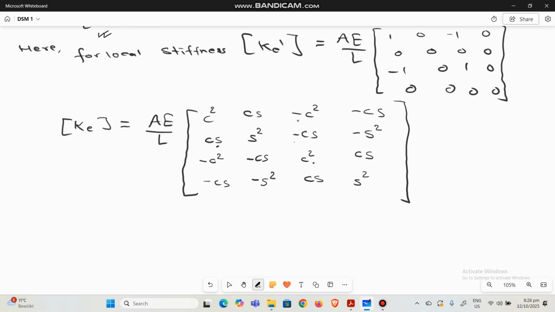So you use this formula whenever you find that the element is slanted. Then you can directly find the stiffness matrix and move forward. We will see this implemented in our next practical example.